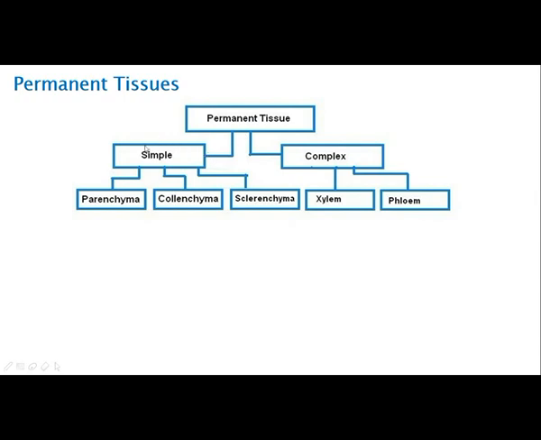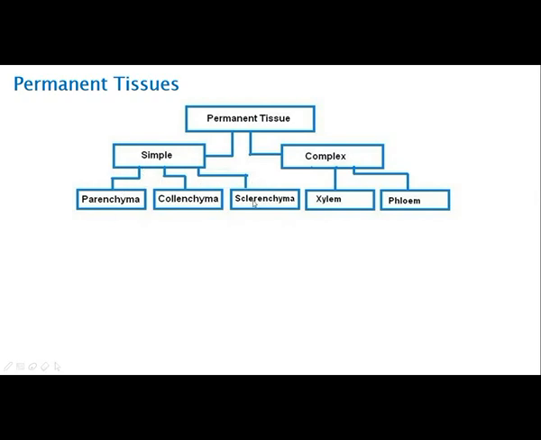Now coming to the permanent tissues. As I already told you, the cells of the permanent tissue do not divide frequently, and that is why the name permanent. They are formed by the division and differentiation of the meristematic tissues, that is the primary meristem. A permanent tissue can be divided into two types, the simple permanent tissue and the complex permanent tissue.